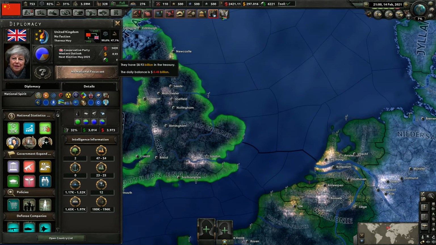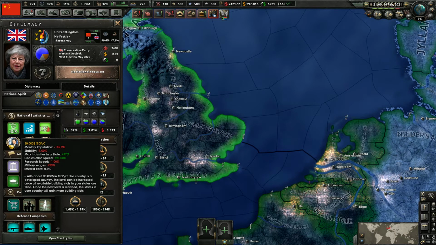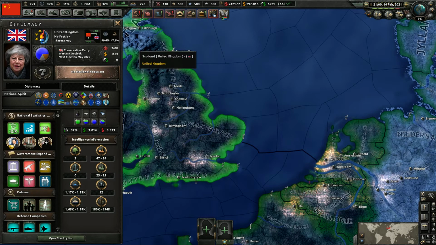As a result of that, they run a deficit of about £500 million a day. They have 3 trillion in debt, but their interest rate is fairly low, and that's because they have a fairly large economy, so they're able to pay it back. They're on stable growth, and their total GDP per capita is £30,000. And you can see at the bottom of that description there, it says interest rate 0.8%. So that's the base interest rate. The more your GDP per capita goes up, the lower your base interest rate is.